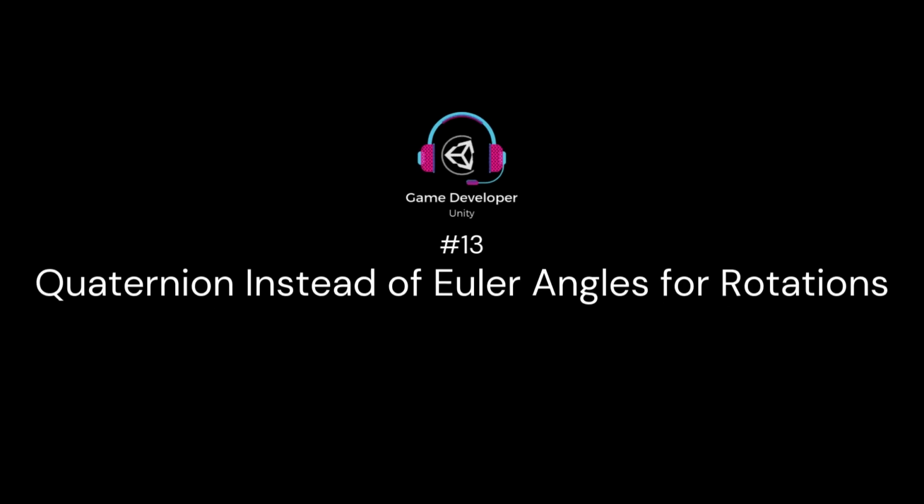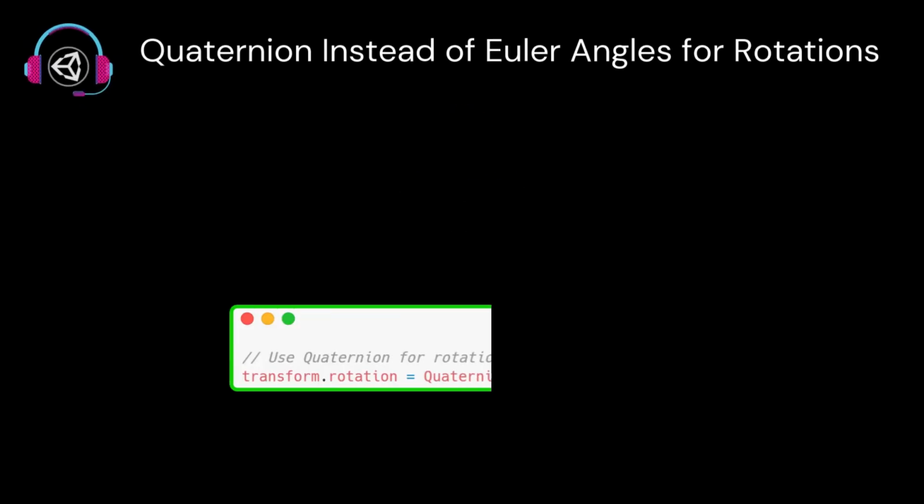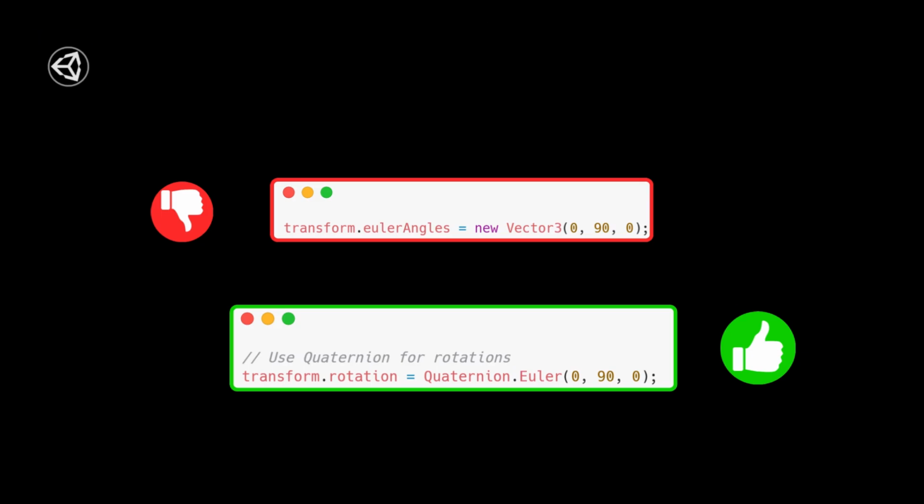Tip number 13: use Quaternion instead of Euler angles for rotations. When dealing with rotations, prefer Quaternion over Euler angles. Euler angles can lead to gimbal lock and are more computationally expensive, especially for interpolation. Quaternion rotations are more stable and efficient, so use them when manipulating rotations in your game.